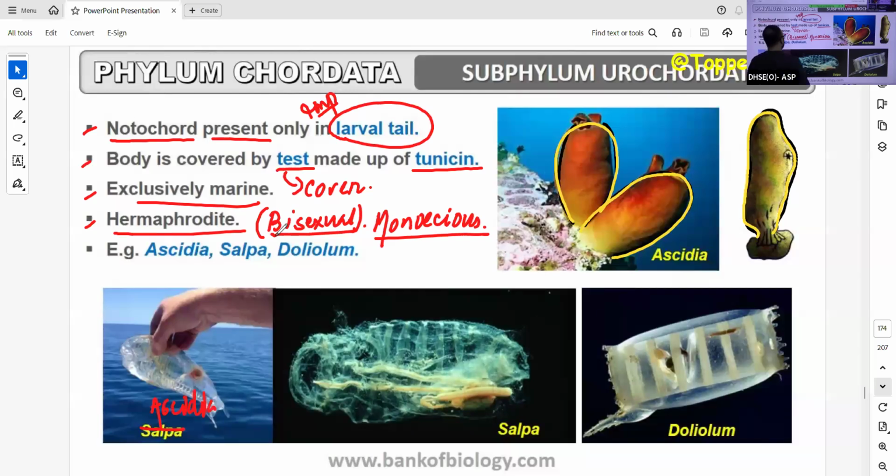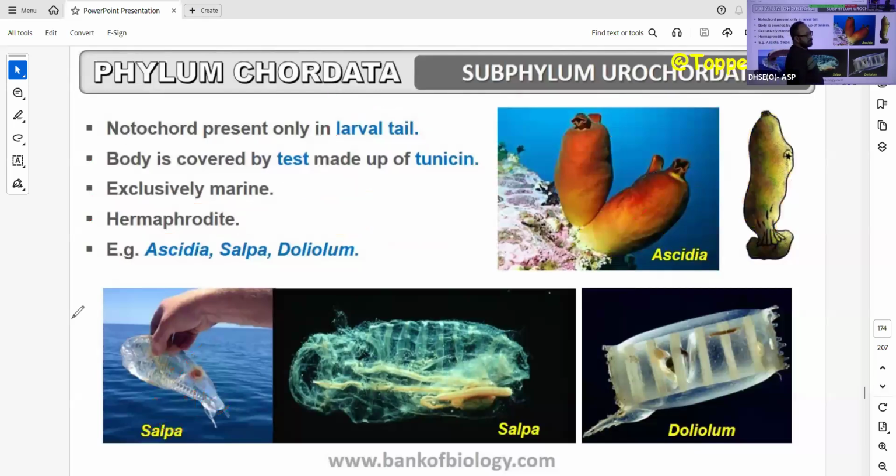Okay? Now, ascidia can be this form also. Can be this form also. Okay? Like you saw polyps in Porifera, it looks just like a polyp. Okay? But as you can see in the figure, they appear completely transparent like jellyfish. Okay? But the jellyfish is a non-chordate and these are chordates, but very primitive forms of chordates.